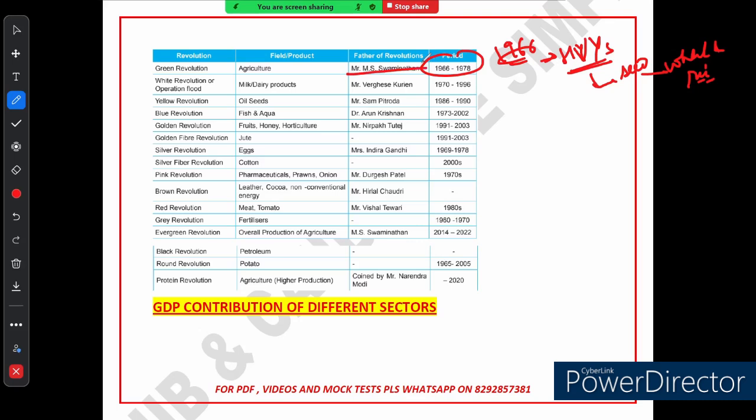Now the next thing is the white revolution. The white revolution is also called Operation Flood. See, the white revolution focused on dairy production. As the name suggests, it focused on dairy production. It aimed to increase milk production and create a nationwide milk grid. The revolution made India one of the largest producers of milk in the world.